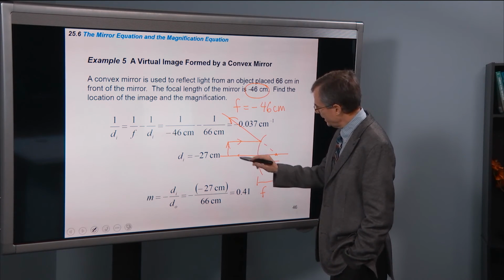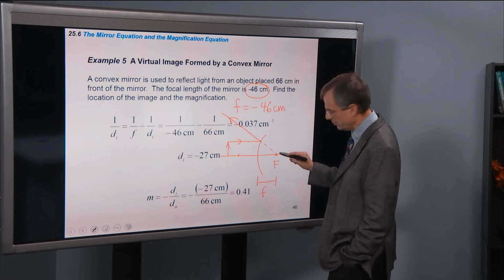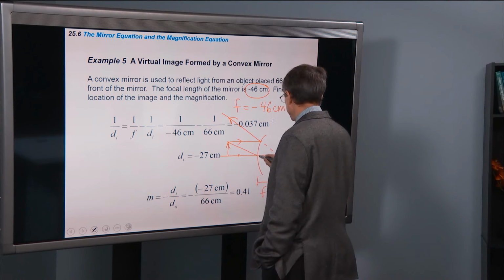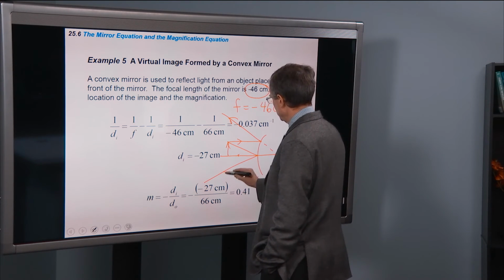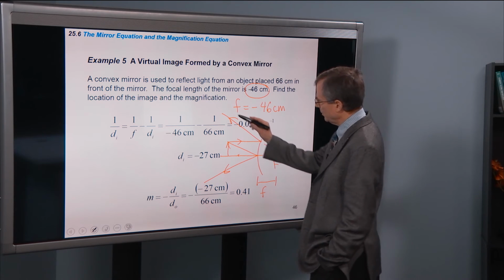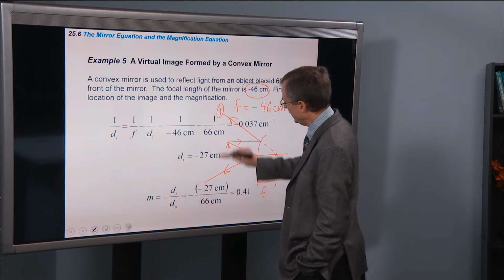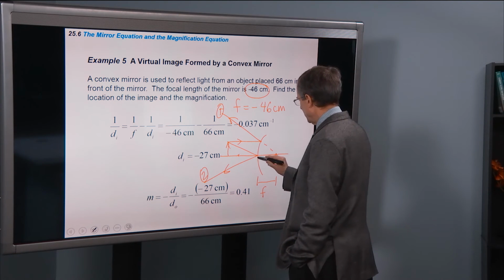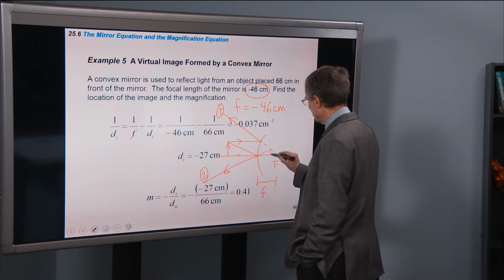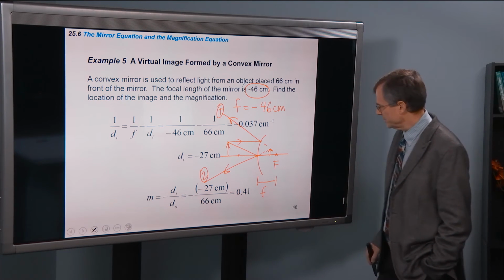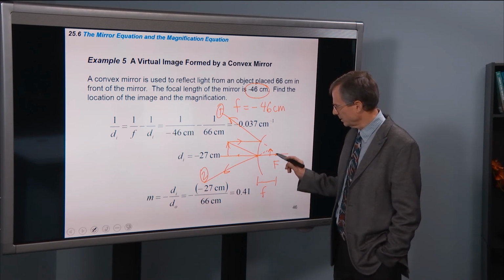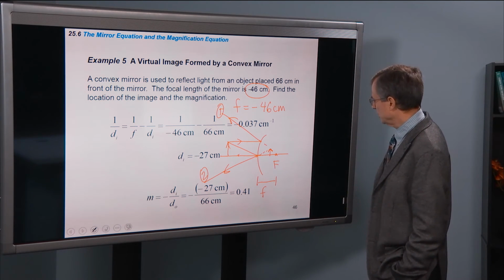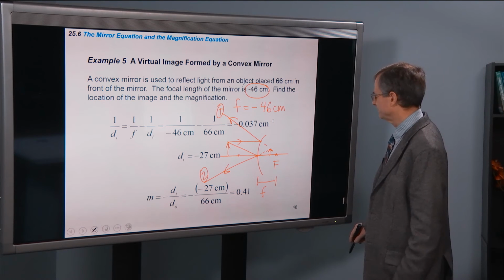So there's a ray that bounces off as if it were coming from the focal point here. Here's another easy ray to draw. Do these two rays, 1 and 2, appear to be converging or diverging? Well, they're definitely diverging. And we're going to look for an image right here. The image is going to be virtual, reduced, and upright. So let's see if the math confirms that.